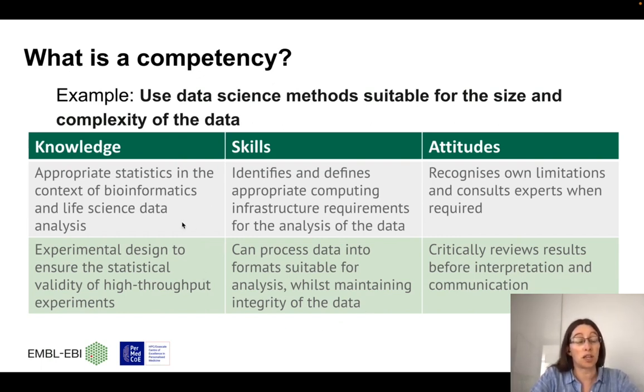So knowledge could be appropriate statistics in the context of bioinformatics and life science data analysis. A skill would be identifies and defines appropriate computing infrastructure requirements for the analysis of the data. And an attitude would be recognizes own limitations and consults experts when required. On this slide, there are 2 of each, but usually in the competency frameworks that we contribute to develop, there are between 3 and 6 of each of these elements.